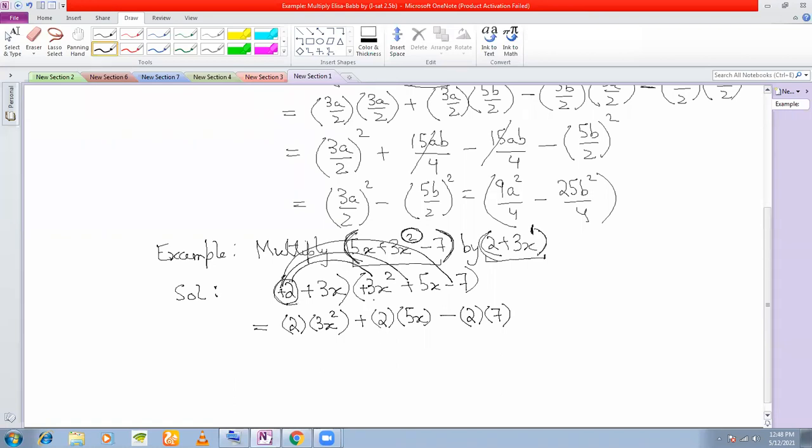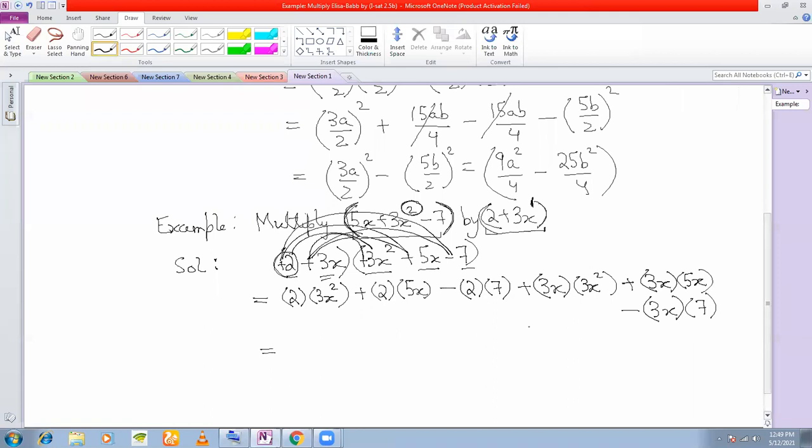So I've multiplied 2 with all the terms here. This 2 has been multiplied with all three: this one, this one, this one. This is over. Now we'll come to 3x. Now this plus will combine with this plus to give you a plus 3x into 3x square. This plus will combine with this plus to give you a plus 3x into 5x. And finally, this plus will combine with this minus to give you a minus 3x into 7. Okay.